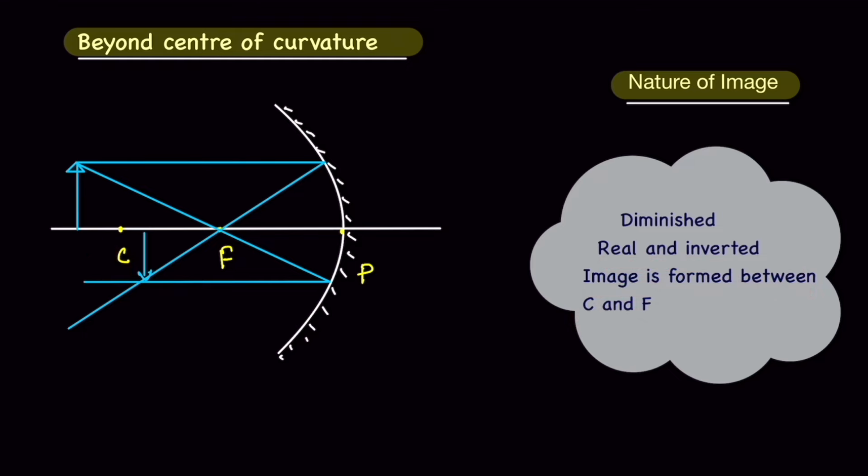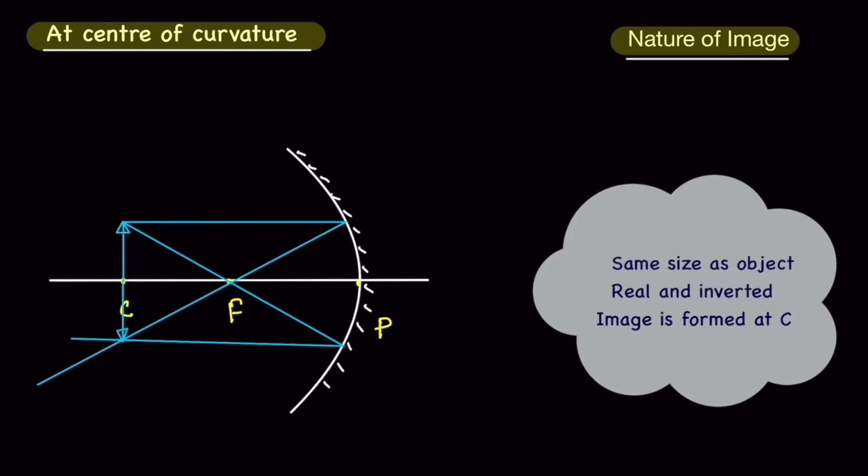You see that here is the image and it is present between C and F. Next is at center of curvature. So here ray diagram we will see when the object is at center of curvature.